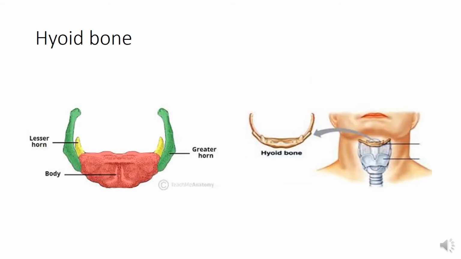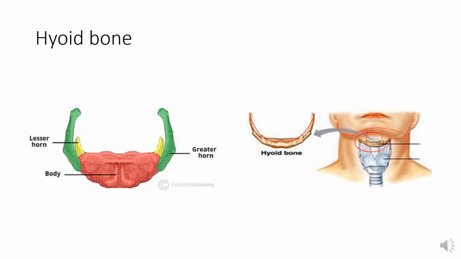So, the hyoid bone. This is an isolated horseshoe-shaped bone lying in the soft tissue of the neck just below the larynx and below the mandible. Here you can see the location of the hyoid bone. It does not articulate with any other bone, but it is attached to the styloid process of the temporal bone by ligaments. It supports the larynx and gives attachment to the base of the tongue.